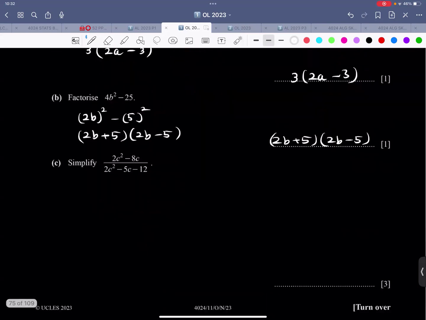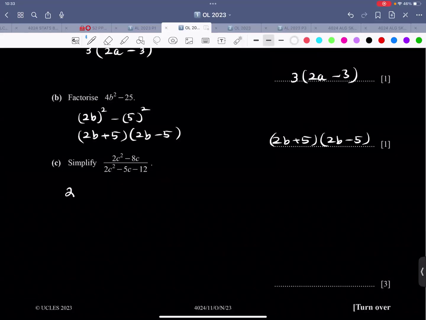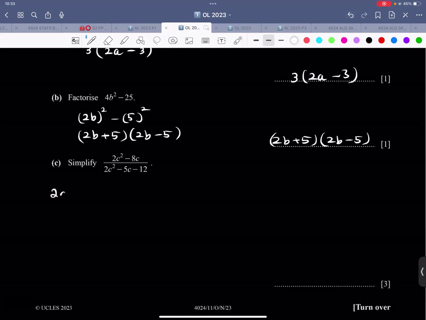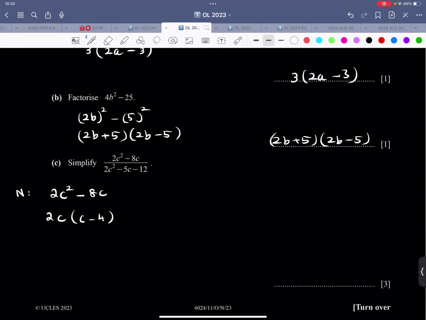And part C, this is 2c square minus 8c. So let me take 2 common. Let me do it separately. 2c square minus 8c. Take 2 common, take c common. That is c minus 4. Double check. This is the numerator. Let me focus on the denominator.